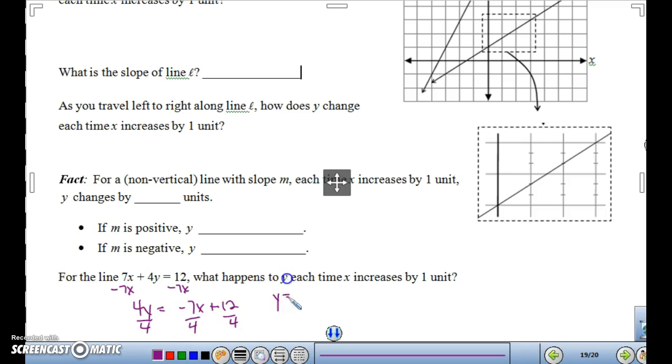And you get y is equal to negative 7/4 x plus 3. Okay, so if that's in y equals mx plus b form, what is your slope? Your slope is negative 7/4.